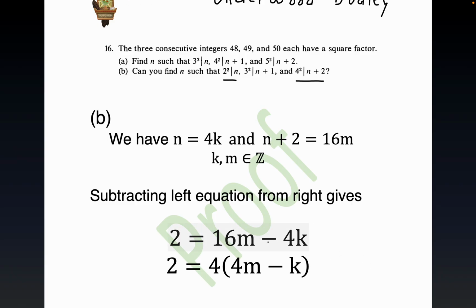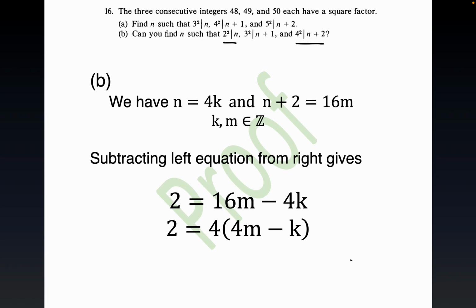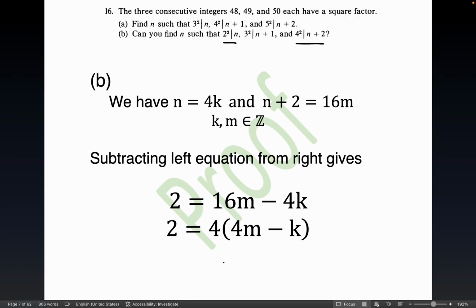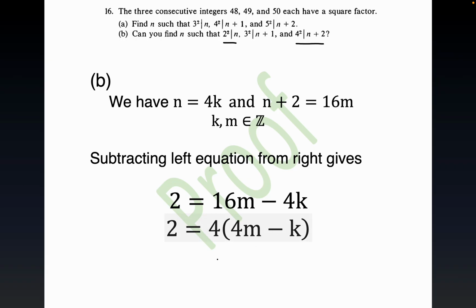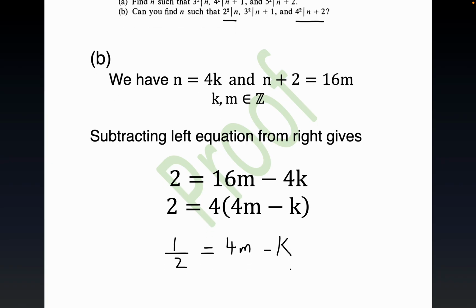So you get this when you do that, and notice we can factor a 4 out of the right-hand side. Remember, m and k are integers, right? So you can rewrite this. If you divide through by 4, you get 1/2 is equal to the difference of two integers, which of course is impossible. So again, by very routine means, no modular arithmetic, nothing sophisticated like the Chinese remainder theorem, if you want to call that sophisticated, this is certainly impossible here.